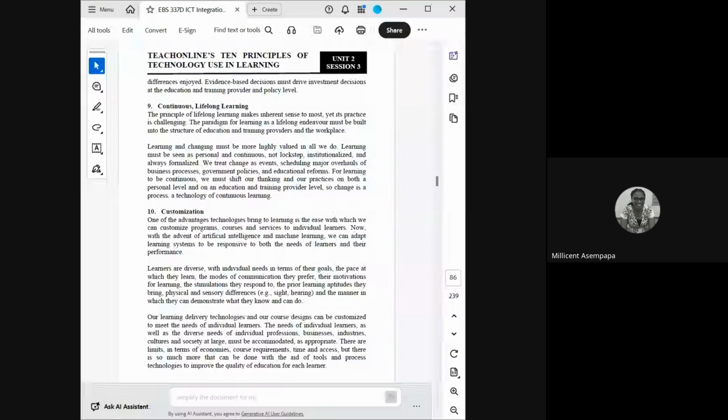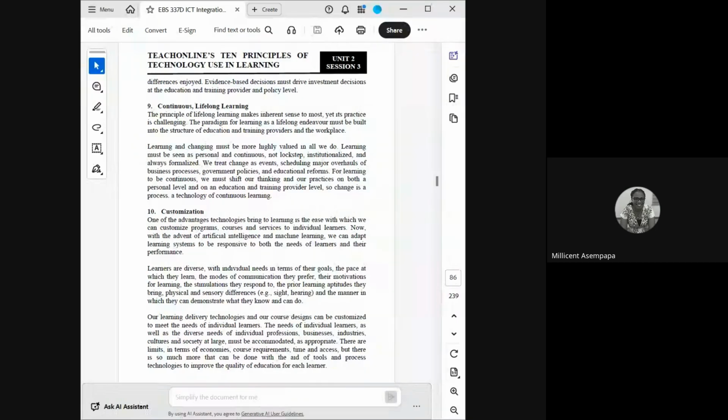Learners are diverse with individual needs in terms of their goals, the pace at which they learn, the modes of communication they prefer, their motivation for learning, the stimulations they respond to, the prior learning aptitudes they bring, physical and sensory differences, and the manner in which they can demonstrate what they know or can do. Our learning delivery technologies and our course designs must be customized to meet the needs of individual learners, as well as the diverse needs of individuals, professions, businesses, and industries.